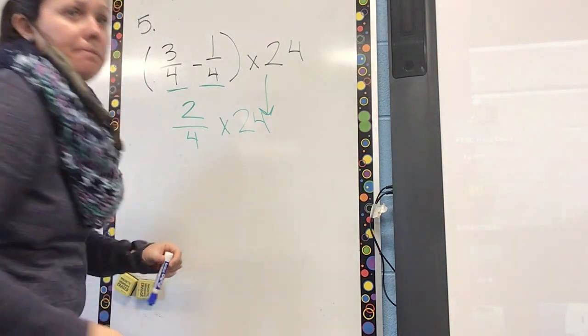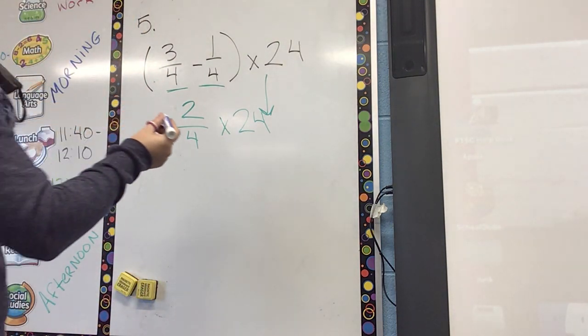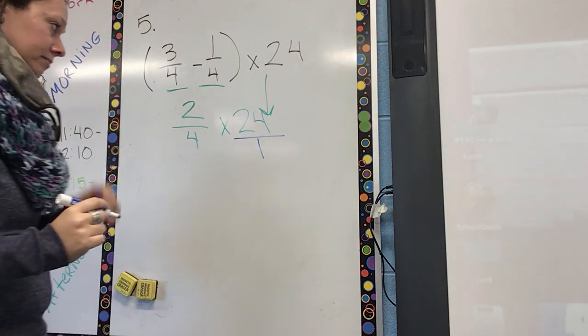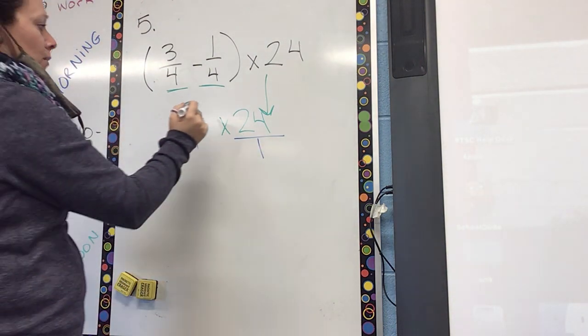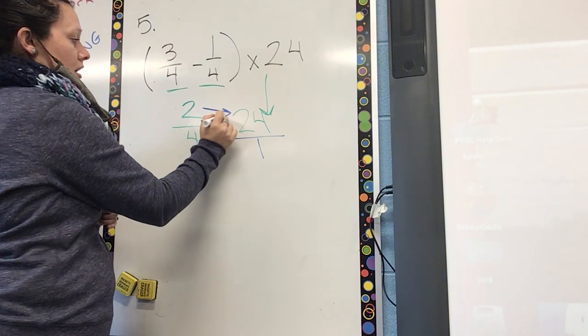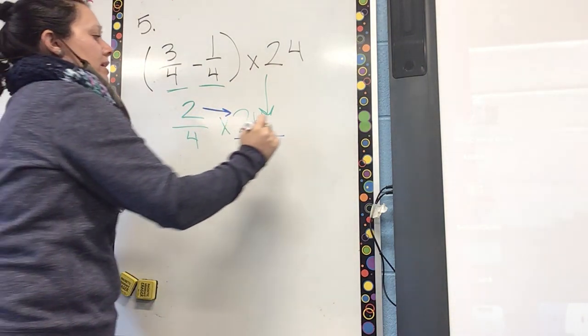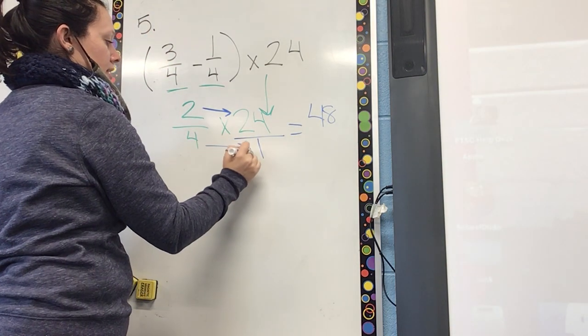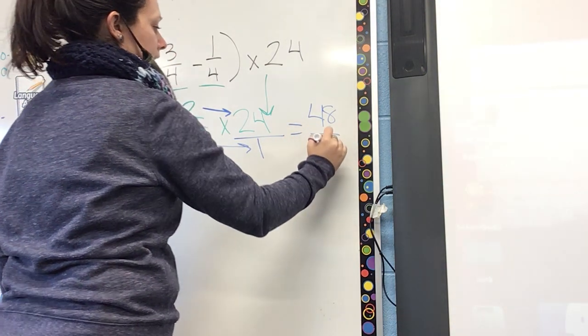What's my next step here? Brooklyn? Put a 1 under it. I put it under a 1 underneath. And now I can multiply what direction? Across. Good. What is 2 times 24? 48. And what is 4 times 1? 4. Am I done? No.